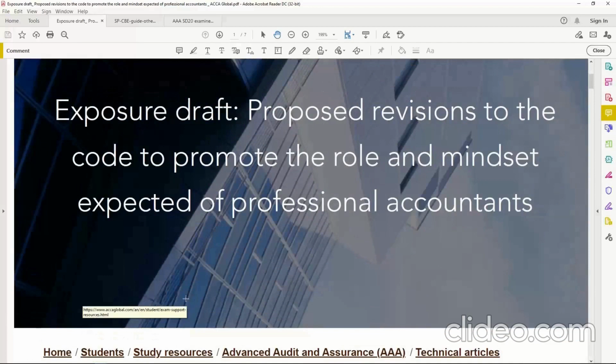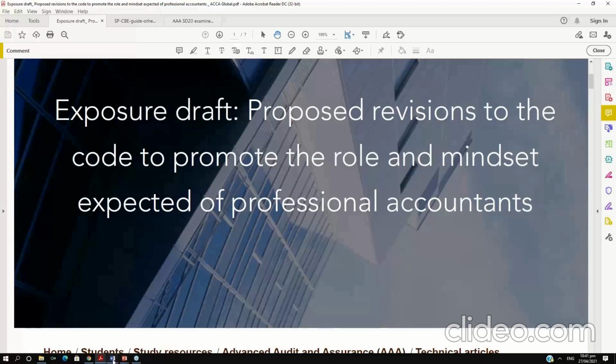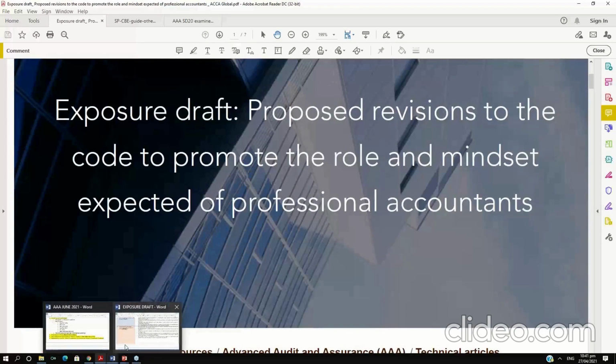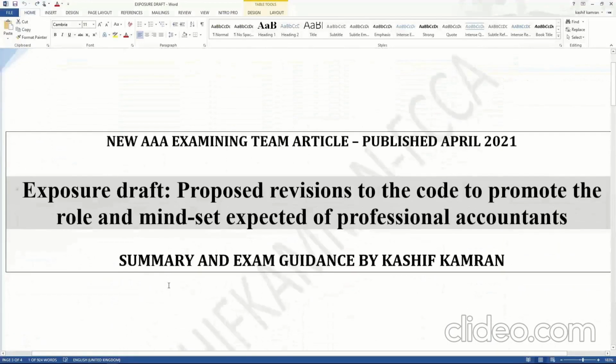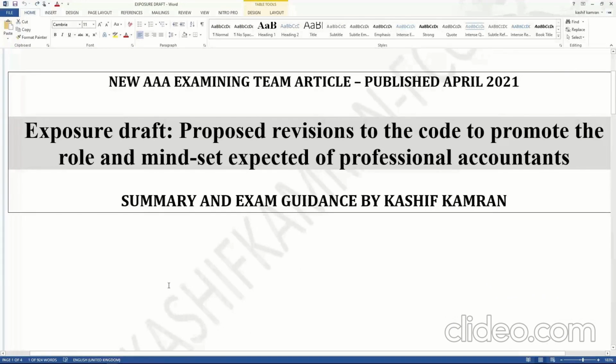So what I have done is that instead of reading the article with you and just wasting time in this webinar, I have developed my own summary, and I think the summary has already been shared with you in the handout section. This is the summary which I have developed for my students. I hope you can see this in the handout section. The new AAA examining team article published in April 2020. Can you all confirm this is available in the handout section? Exposure draft, proposed revision to the code to promote the role and mindset expected of a professional accountant. This is a summary and an exam guidance by Kashif Kamran. So let's start the journey. Let's see what is the proposed revision to the code and what the proposed revision should mean to our AAA student. Okay, let's start on with the journey.